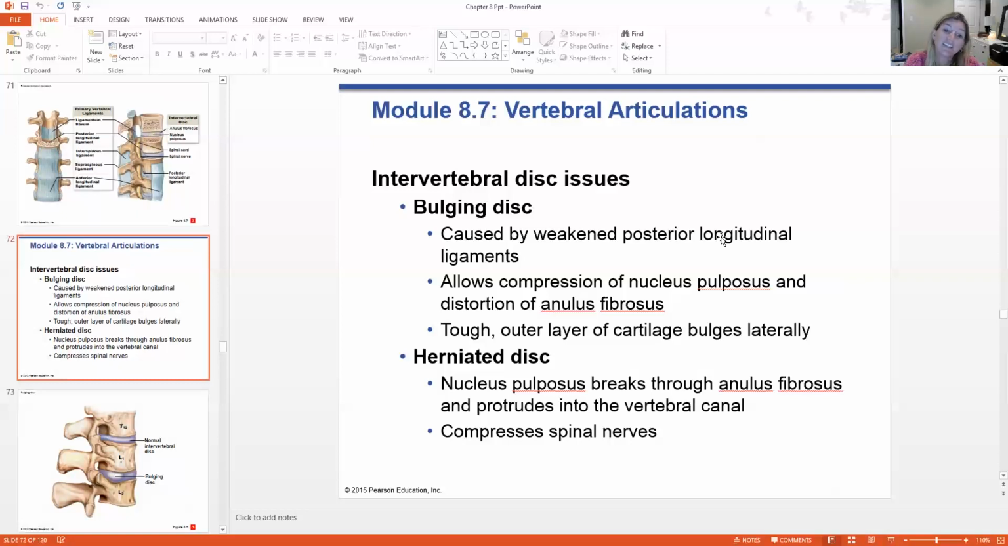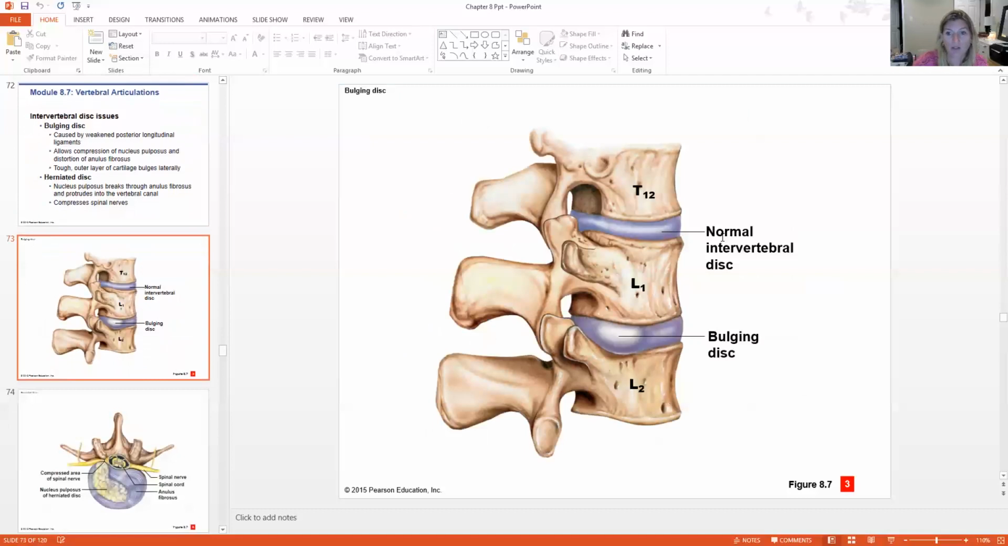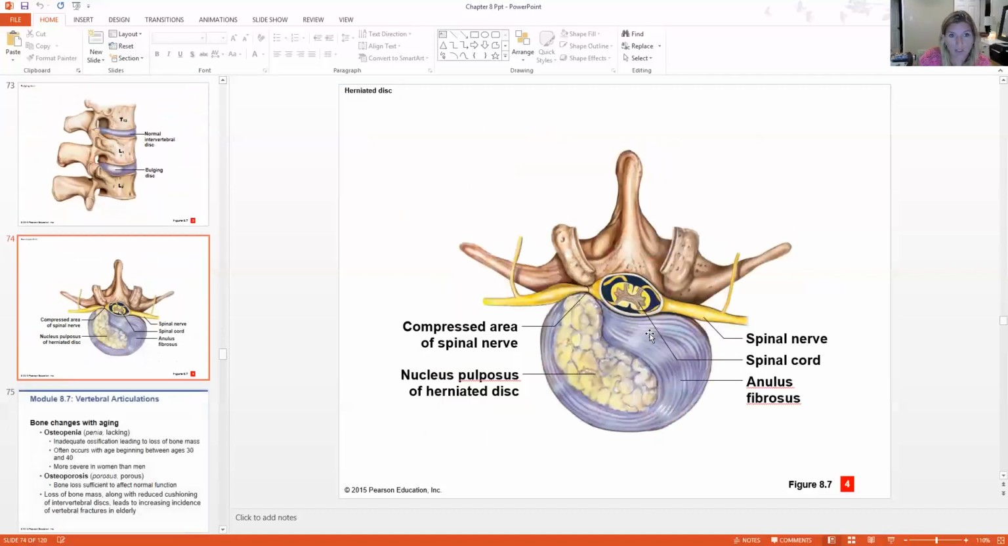A herniated disc is when the nucleus pulposus breaks through the annulus fibrosus and goes into the vertebral canal, compresses the spinal nerves. Much more painful. There you see a normal and a bulging. Here you see a herniated. This is when, again, nucleus pulposus is coming out and just pinching that nerve right there. Not a fun thing to live through.